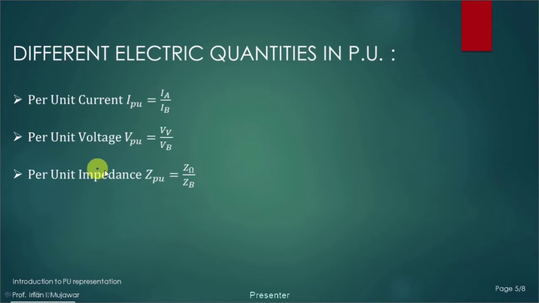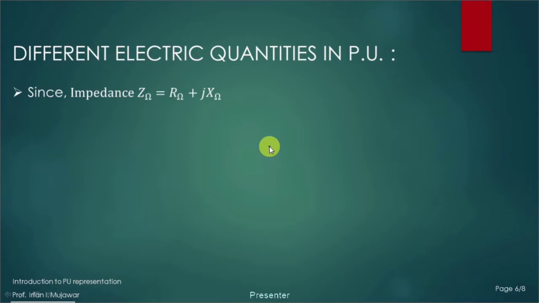Per unit impedance, Z per unit, equals actual impedance Z in ohm divided by base impedance ZB. Per unit volt ampere, S per unit, will be equal to S VA divided by SB, that is actual volt ampere divided by base volt ampere. So these are the various per unit values of different electric quantities. Now how to express resistance, reactance, active power and reactive power in per unit?